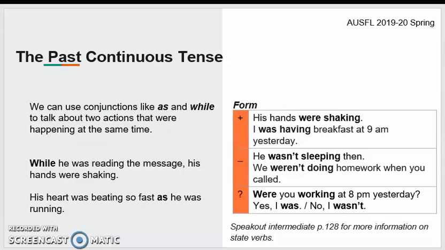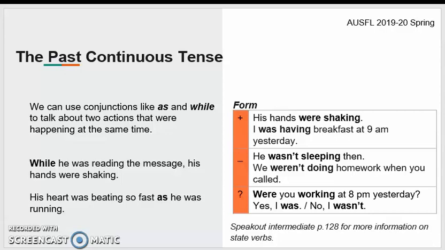We can use conjunctions like as and while to talk about two actions that were happening at the same time. While he was reading the message, his hands were shaking. And from this sentence, we understand that he was reading the message and his hands were shaking at the same time.